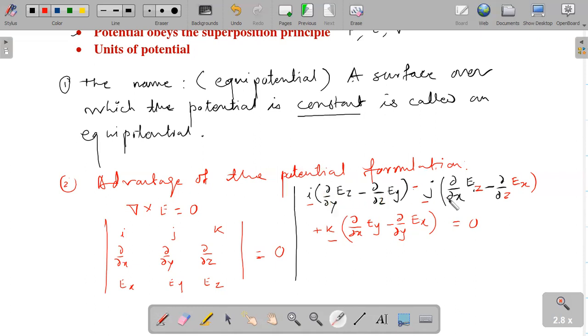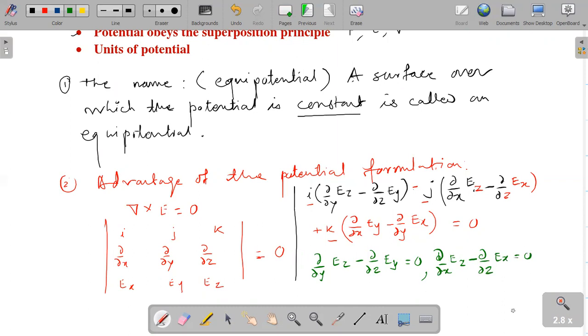This term, this one, second one, third, should be equal to what? Should be equal to 0. Yes, should be equal to 0. Is it correct? Therefore, dear student, here I will write ∂/∂y of Ez minus ∂/∂z of Ey is equal to 0. Similarly, ∂/∂x of Ez minus ∂/∂z of Ex is equal to 0.